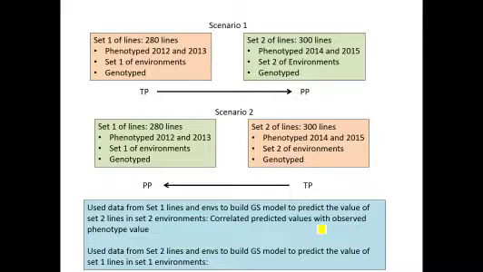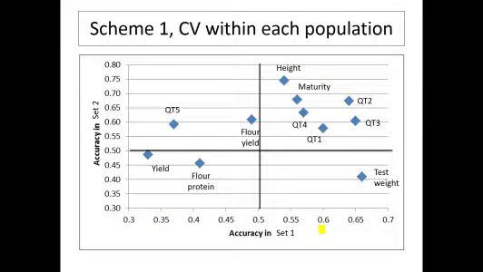In the second scenario, we just reverse the first one. We use set 2 of lines and the data from those sets of environments to develop the prediction model, and then we can see if that model can predict the phenotypes of set 1 lines that are obtained from a second set of environments. Let's see what some of the results are.